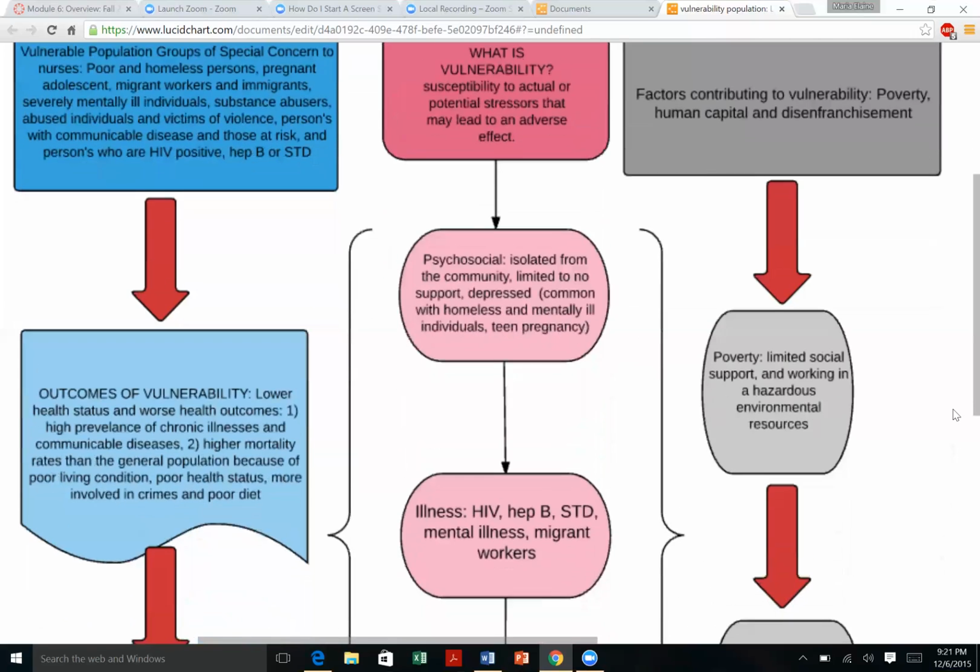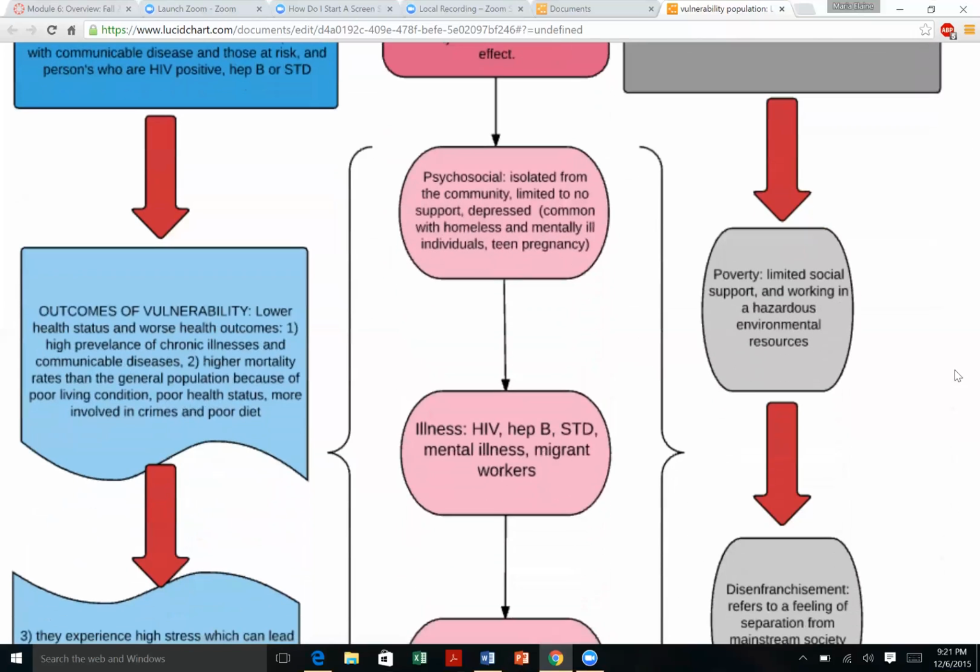Let's talk about poverty here for a second. So, in our vulnerable populations, they have limited social support. A lot of them probably work in hazardous environmental resources, such as the immigrants. For example, they work in an environment where they are probably working long hours. Of course, they are far away from their clinics and also hospitals. So therefore, they probably don't get physical screening regularly, and of course, they are very prone to working in hazardous environmental places because they're very exposed to pesticides.